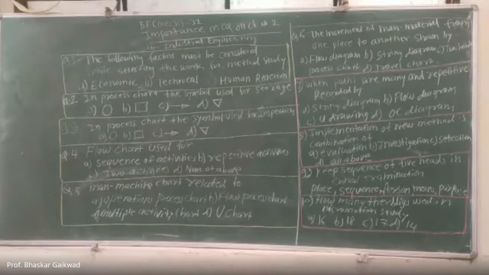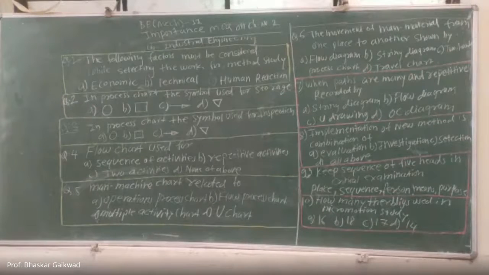flow diagrams, string diagrams, two-hand process charts or travel charts. The movement of man and material from one place to the next place. This is shown by flow diagram, string diagrams, two-hand process charts or travel charts. So here the flow diagram is the correct answer.